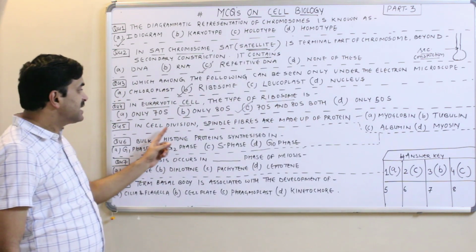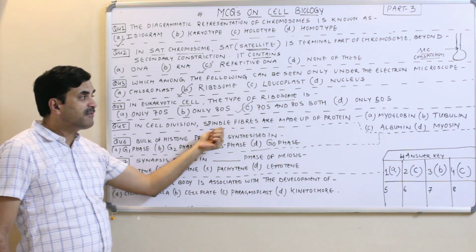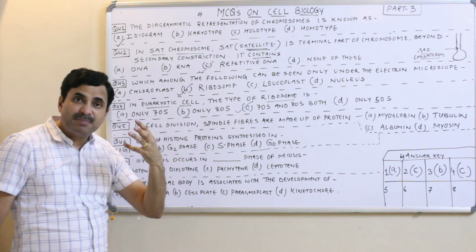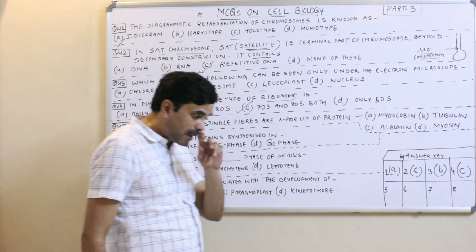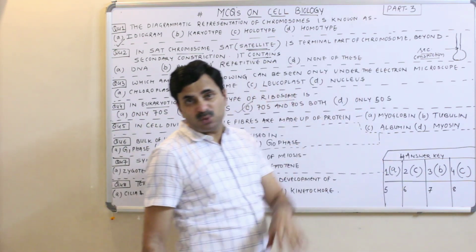Next, whenever we study cell division, we see that spindle fibers are formed. And what is the prime role of the spindle fibers? The prime role of the spindle fibers is to carry the chromosomes towards the opposite poles.